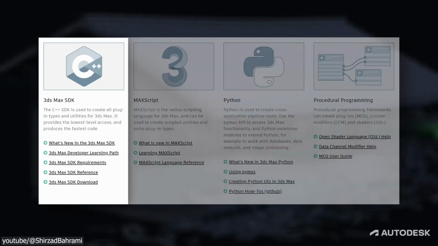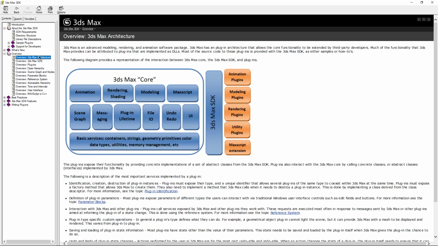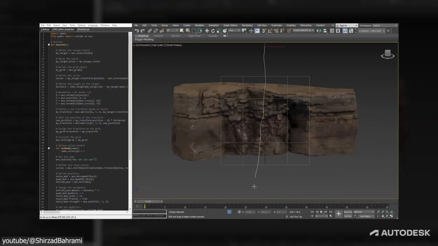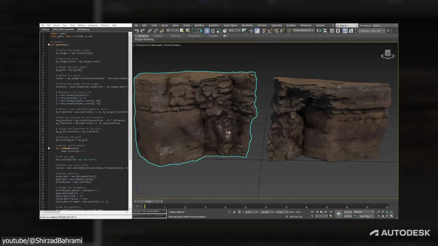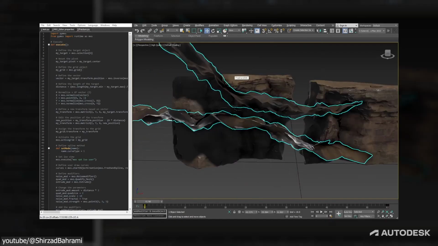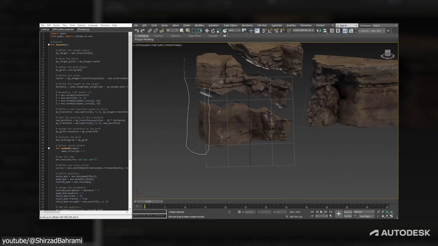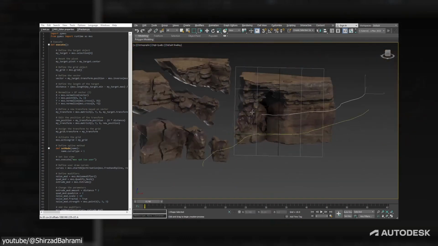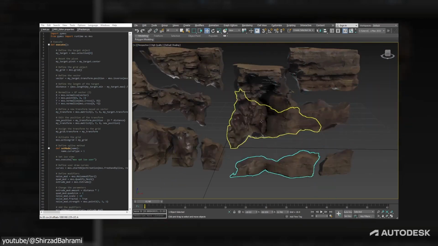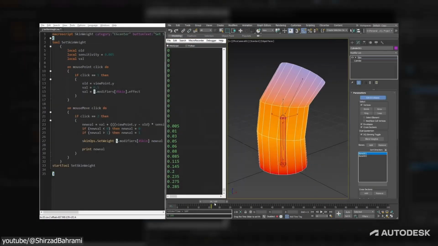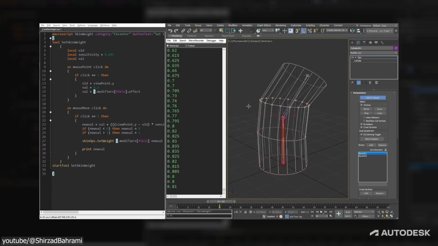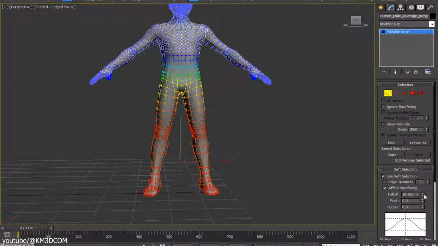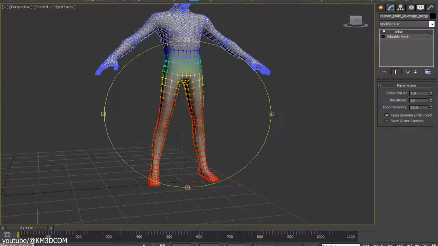In Max, SDK stands for Software Development Kit, which is a collection of tools, libraries, documentation, and sample code that allows developers to extend, customize, and deeply modify the software. It kind of provides direct access to Max's core functionality at a lower level, using programming languages such as C++. Essentially, the 3ds Max SDK is used to create powerful plugins, in addition to custom tools, modifiers, renderers, and even entire new systems inside Max. It is what big studios and third-party developers use when simple scripting like MaxScript isn't enough.